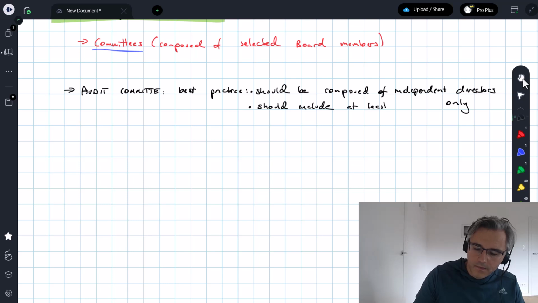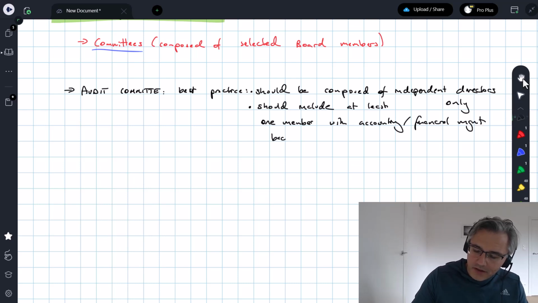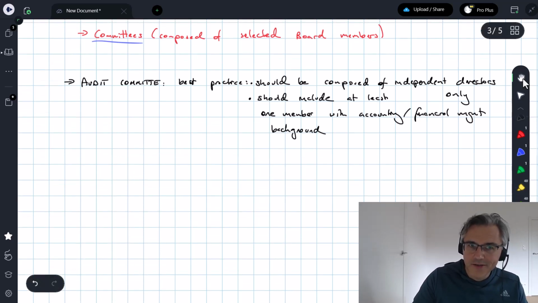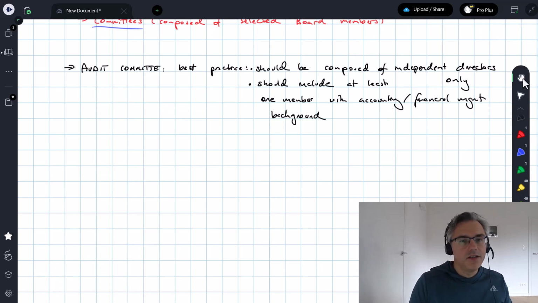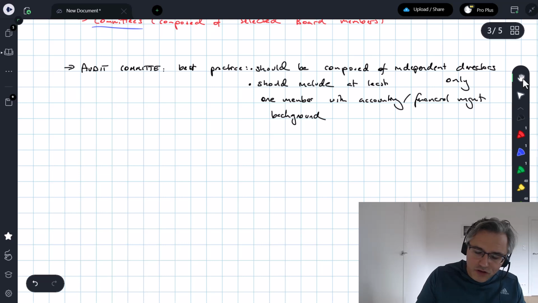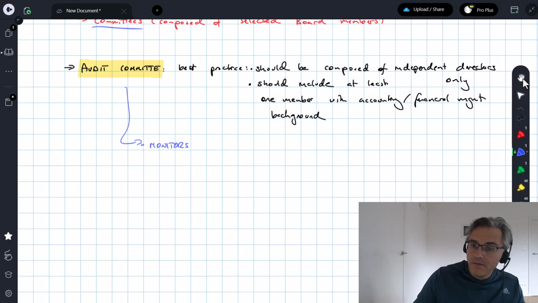And this committee, it's also best practice, should include at least one member, but more is better, with an accounting or financial management background, which actually makes a lot of sense, because they work on matters relating to financial reporting. So it would be good if they know what they're doing here. So what is the job of the Audit Committee then? The Audit Committee monitors the company's financial reporting process.